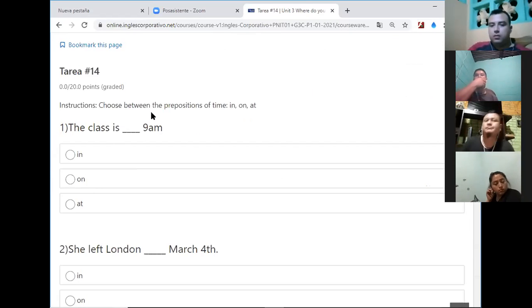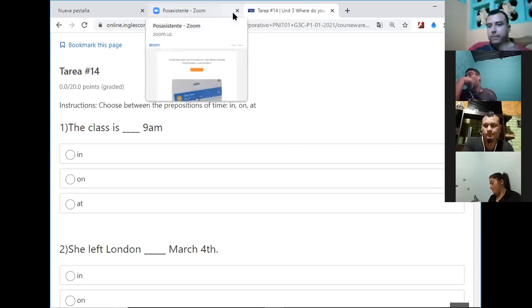Vaya, y para rematar, nos vamos a ir al manual. Hoy sí no les voy a quedar debiendo. Vamos a ir al manual. Page 36, página 36.